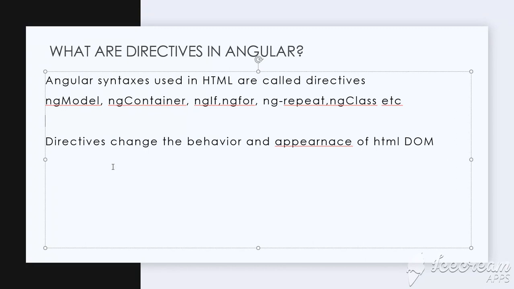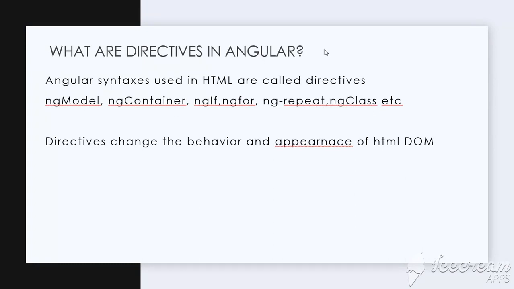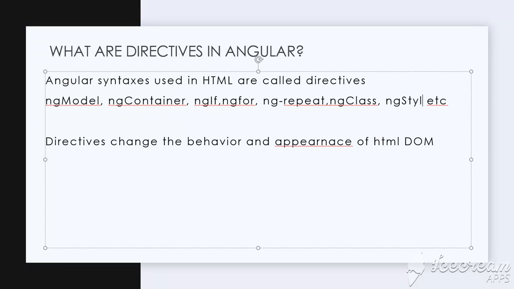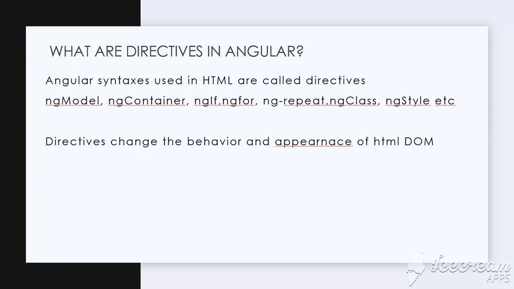The other kind of directive, which changes only the style or the appearance or behavior of the element, is the attribute directive. Its examples are ngClass or ngStyle. I haven't mentioned ngStyle here, but you can also mention it. So these are the different types of directives. We have covered these two slides now. Now let's go to the next slide.